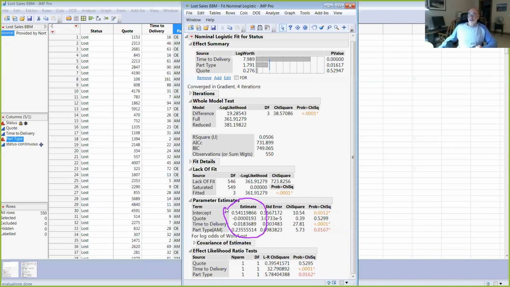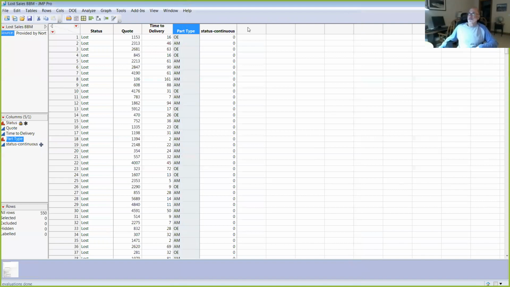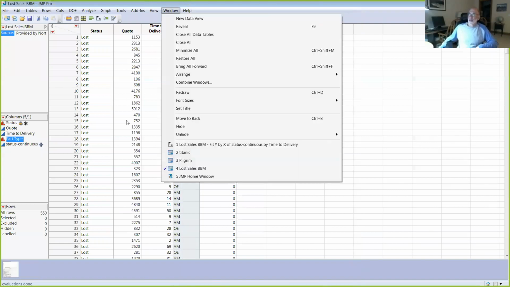The interpretation of the numbers becomes more difficult because what's being estimated here as the y variable is not the probability of winning. It's the logarithm of an odds ratio of won versus lost. That is hard to interpret. So I'm going to get to that very shortly here.